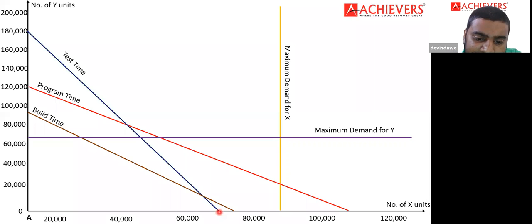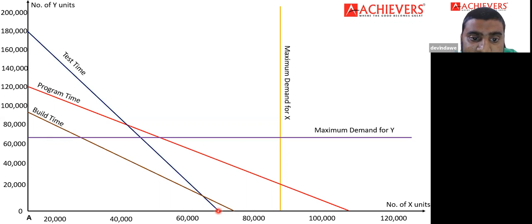Clear? Now, what is so special about the corner? Why is it important? Because you need to understand the meaning of this corner. This corner right here is where test time crosses the x-axis. Now, what does it mean? Where is it crossing the x-axis? It's crossing the x-axis at 72,000, right? That's the coordinate of 72,000.